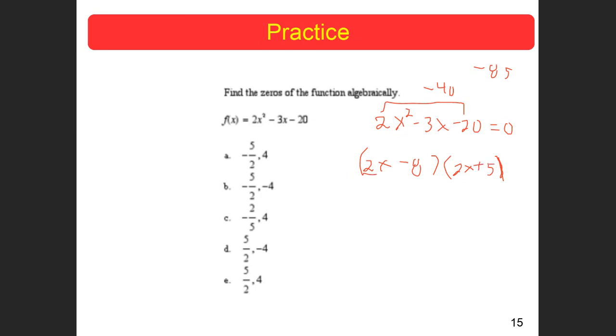I've got to divide a 2 out. So x minus 4, 2x plus 5. So my solutions are negative 5 halves and 4. Looks like letter A for that one. So finding the zeros is the same thing as solving the function. Exactly the same thing.